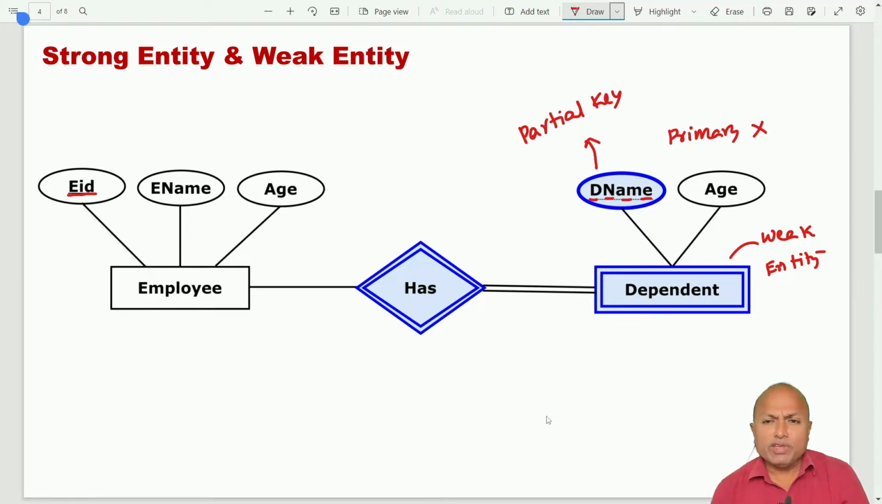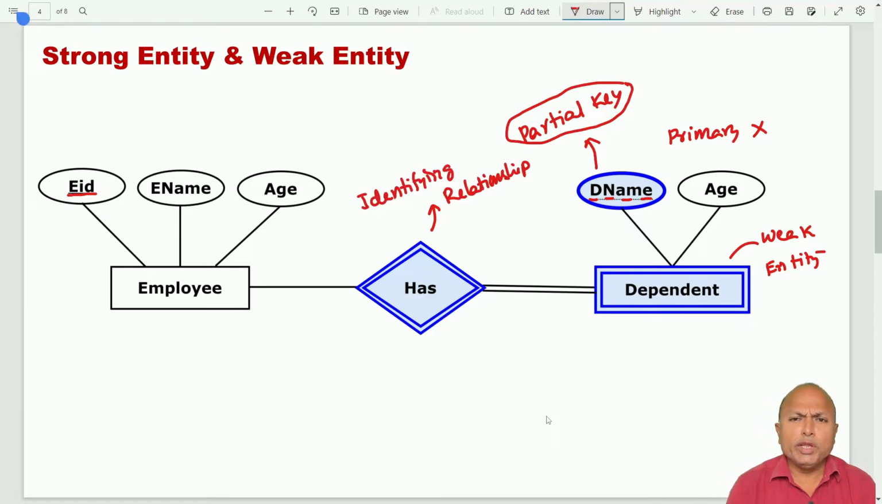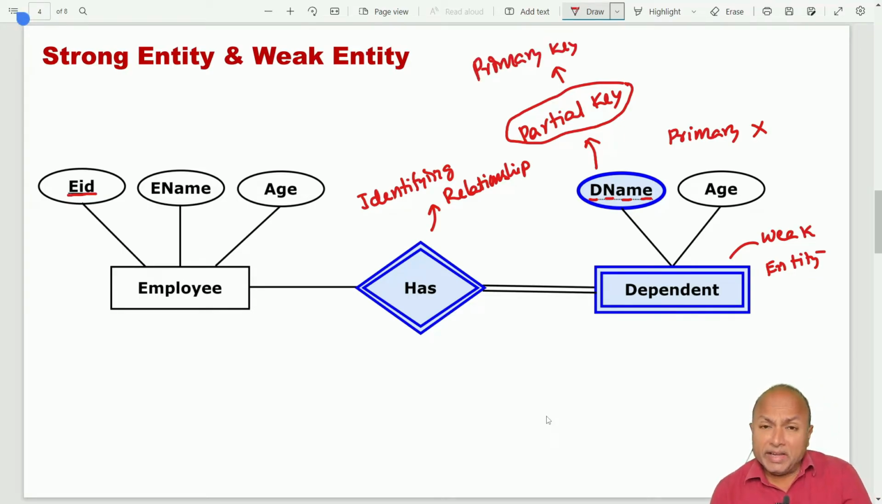How, we will see. Before going to that, the relationship between this weak entity and the strong entity is nothing but an identifying relationship. Our aim is we need to convert this partial key into a primary key. That means we need to identify the dependents uniquely. How to convert, here you can observe that this weak entity has a connection with some strong entity via identifying relationship.